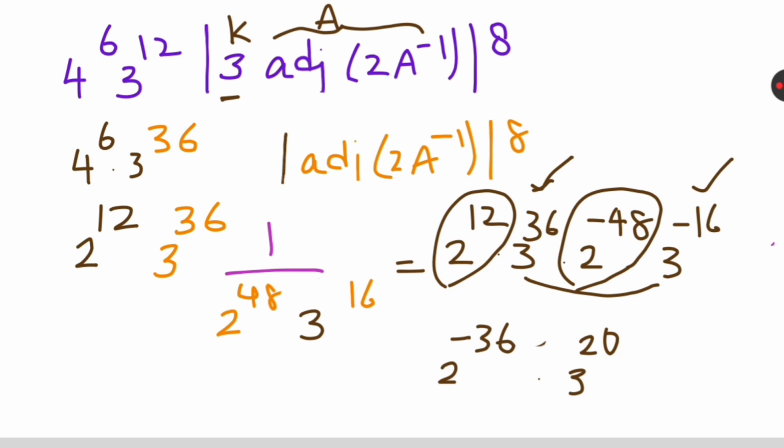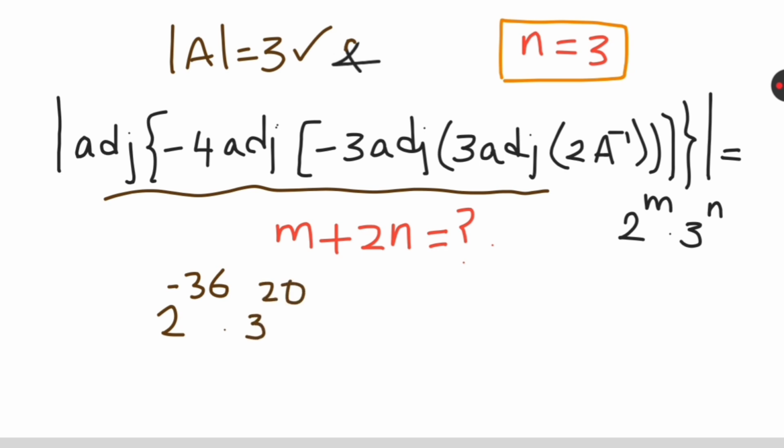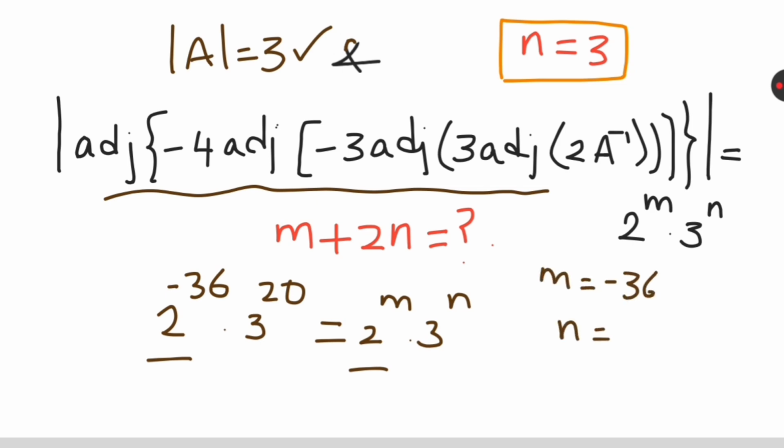After simplifying this whole expression, we got 2 raised to the power of minus 36 times 3 raised to the power of 20. So that is equal to what we have on the right hand side. We have 2 raised to the power of m times 3 raised to the power of n. When bases are same, we can equate the powers. So from that, we can say that m value is minus 36, and n value is 20.